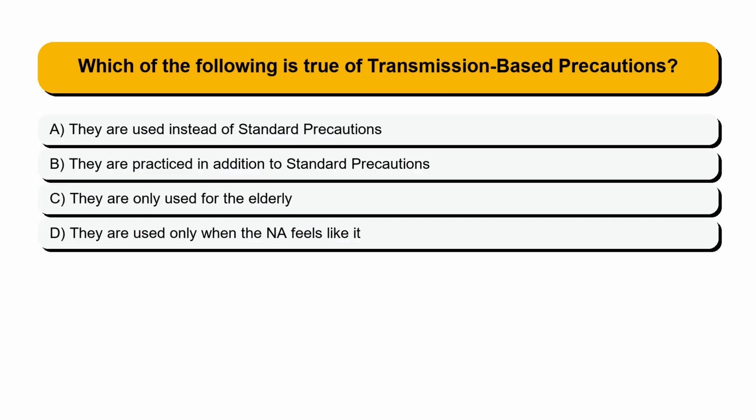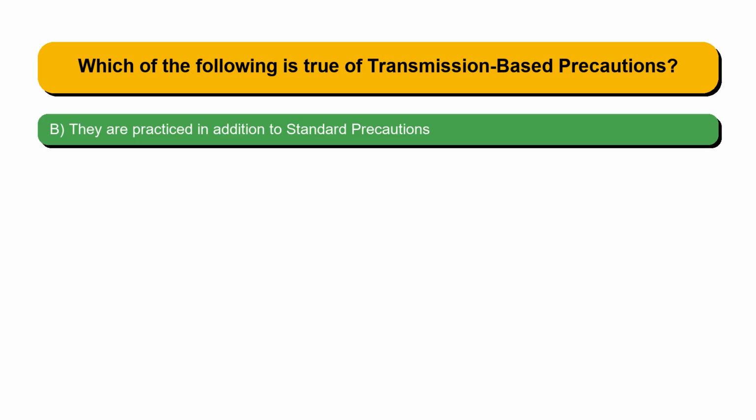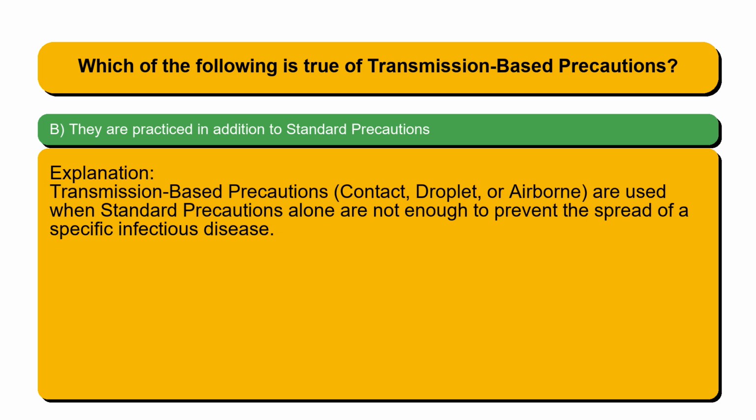Question 36. Which of the following is true of transmission-based precautions? Option A. They are used instead of standard precautions. Option B. They are practiced in addition to standard precautions. Option C. They are only used for the elderly. Option D. They are used only when the NA feels like it. The correct answer is option B. They are practiced in addition to standard precautions. Transmission-based precautions, contact, droplet, or airborne, are used when standard precautions alone are not enough to prevent the spread of a specific infectious disease.